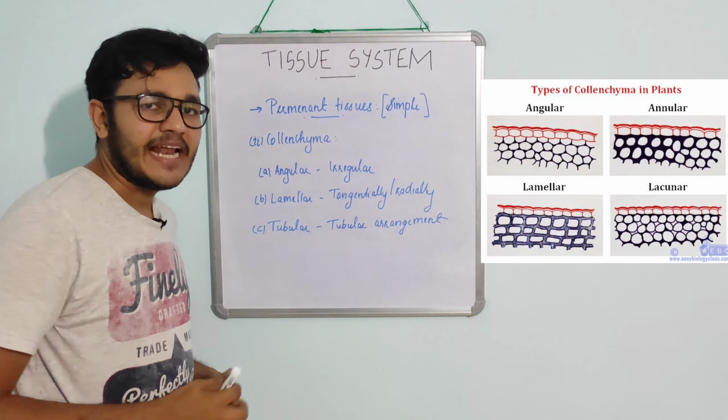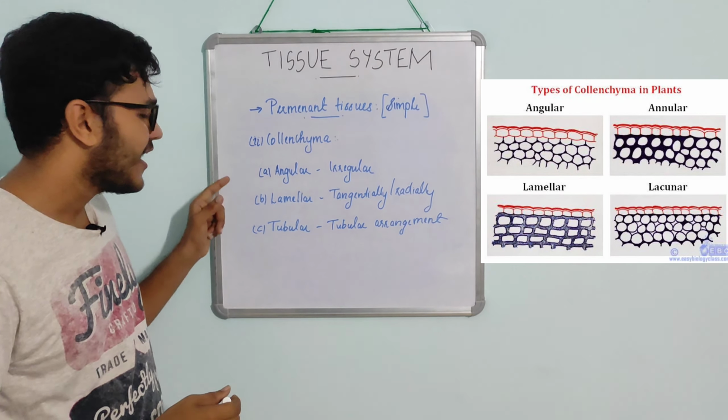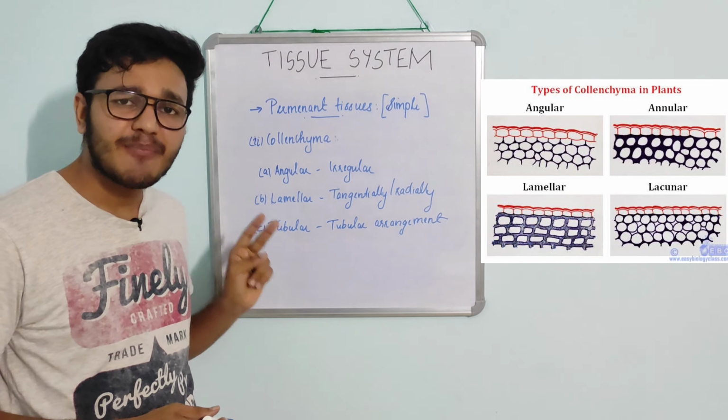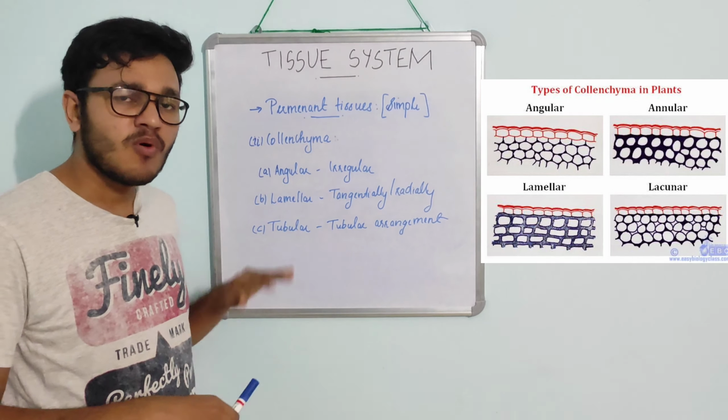Now we have to discuss the three types of collenchyma tissues. The first one is angular, the second one is lamellar, the third one is tubular. Now what is the difference?